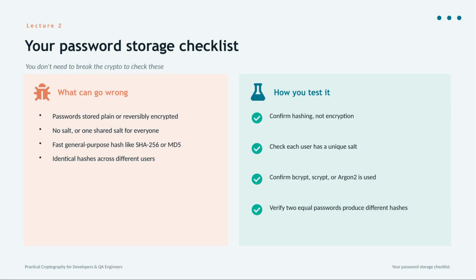So when you're testing a system that stores passwords, this is a checklist forming already. Are the passwords hashed, not encrypted or stored in plain text? Is each one salted with a unique value? Is the hashing function a slow one built for passwords, like bcrypt or argon2, instead of a fast general purpose hash? You don't need to break the crypto to check these, you just need to know what it looks like. And now you do.